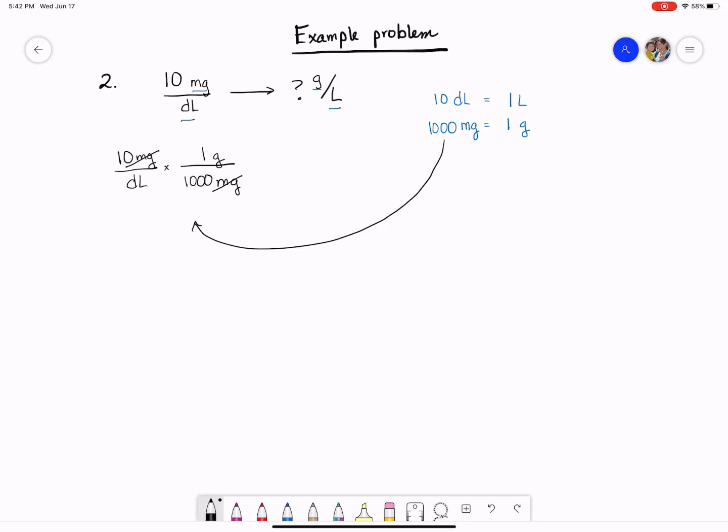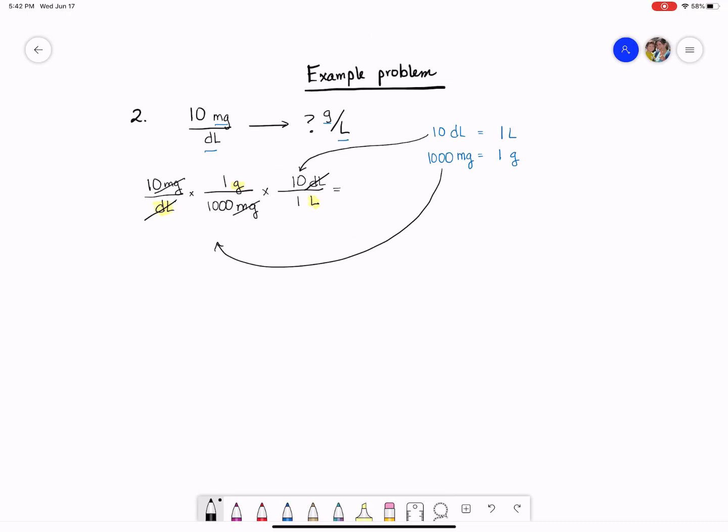But I don't want grams per deciliter, I want grams per liter. So I'm going to do a multiplication sign and a line. Now so far we've always put what we're trying to cancel out on the bottom. But in this case, what I want to cancel out is already on the denominator. So I'm actually going to put deciliter on the top. That allows me to cancel out deciliters, so I'm going to put 10 deciliters on the top and 1 liter on the bottom. And now I'm where I want to be.